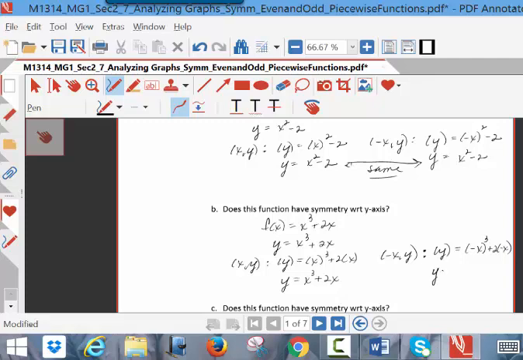So this is going to be y equaling a negative 1 cubed, which is still negative 1. So this is a negative x cubed minus 2x. So when you compare now, these are not the same. If they're not the same, then this function does not have symmetry with respect to the y-axis. So the answer is no, and it is not an even function. No symmetry and not an even function.